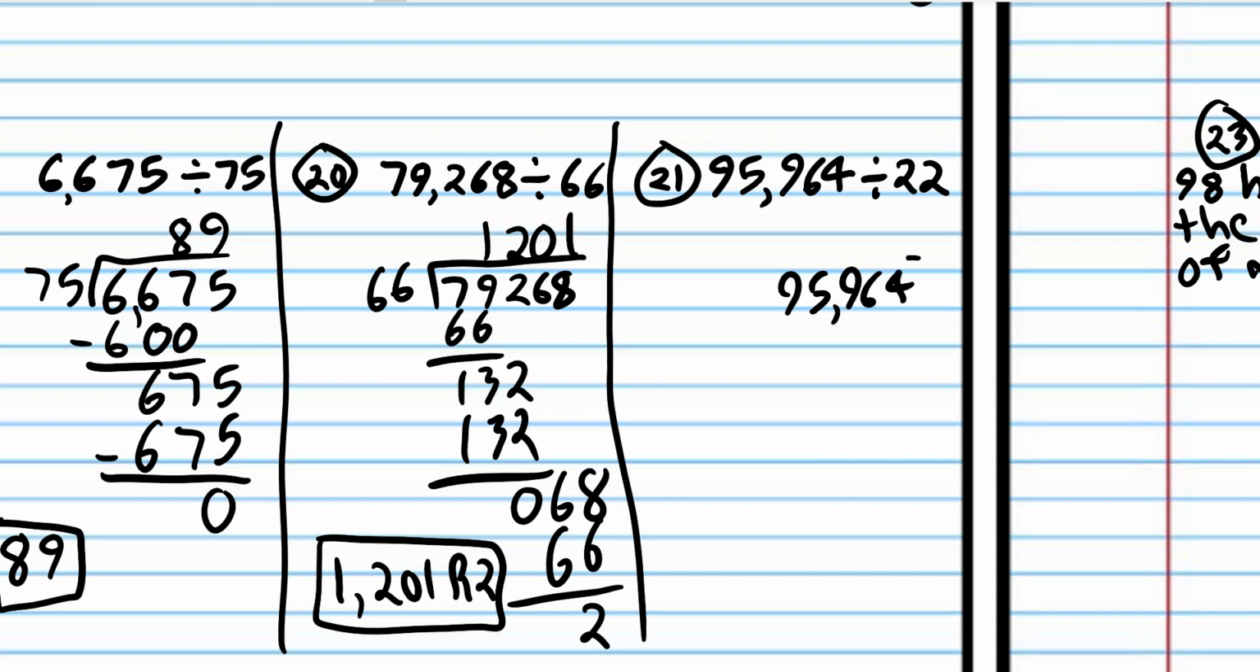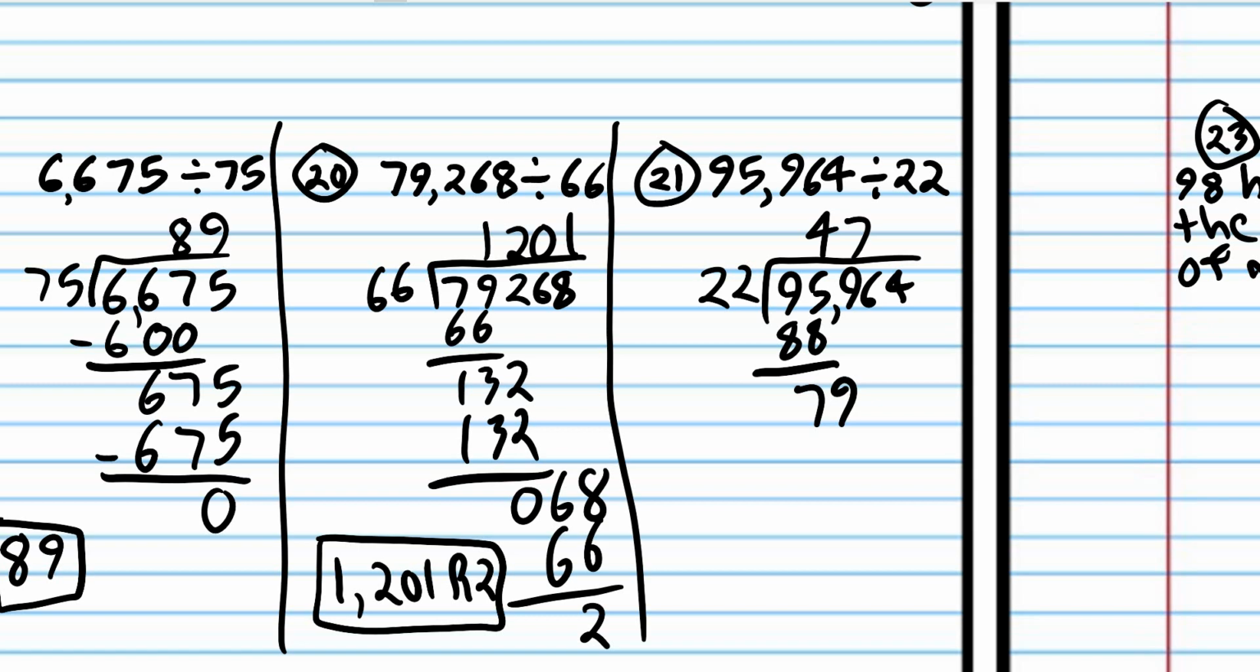95,964 divided by 22. 22 goes into 9 no times. It goes into 95 4 times, I believe. 4 times 22 is 88. 95 minus 88 is 7. Bring down the next number. 22 goes into 79 7 times. 7 times 22 is 140, plus 14 is 150.